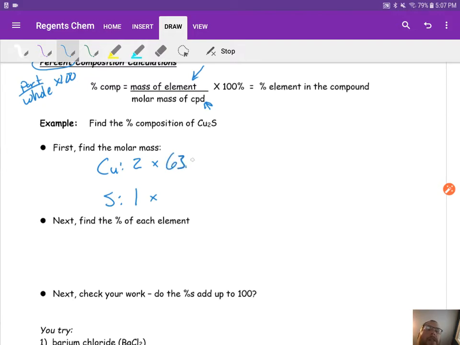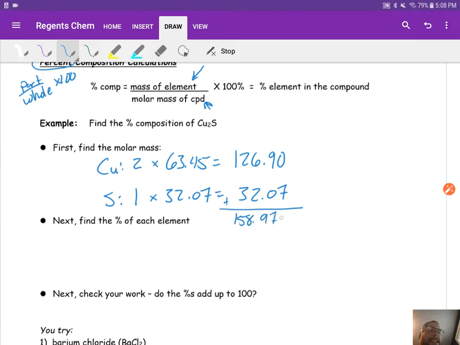So 63.45, and sulfur is 32.07. That math is easy for sulfur. Copper, when you multiply by 2, you should get 126.90. Same thing, add it up. When we add those up to get the sum, we get 158.97 grams per mole. So that's the first step. Start with the molar mass.